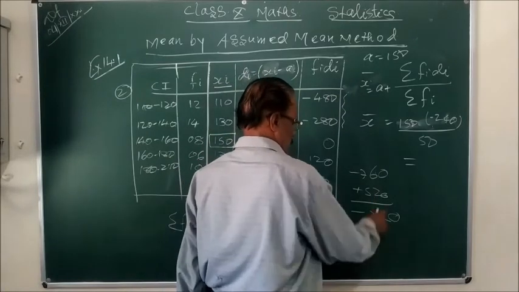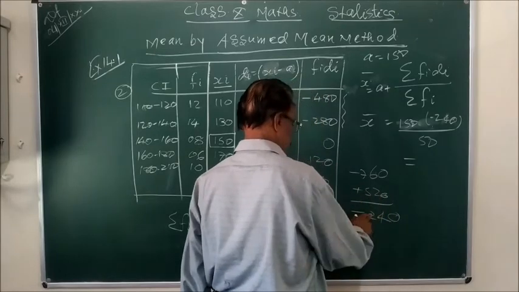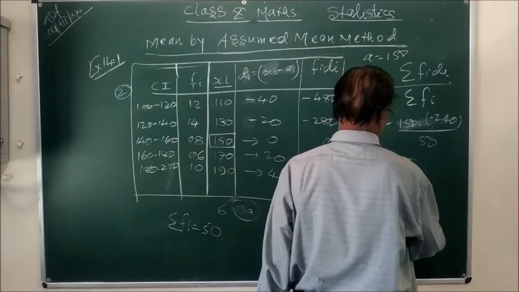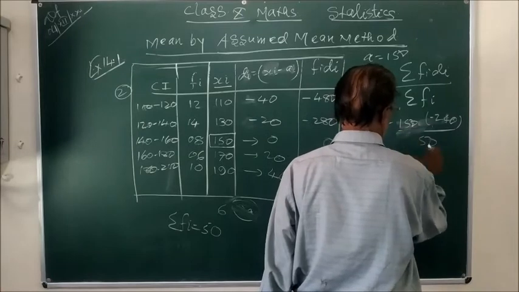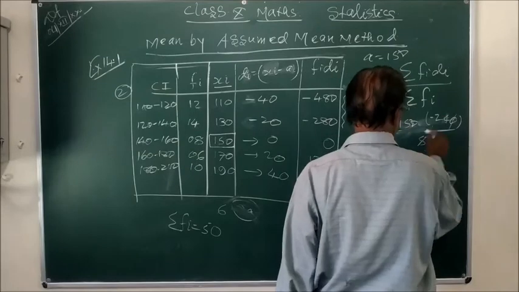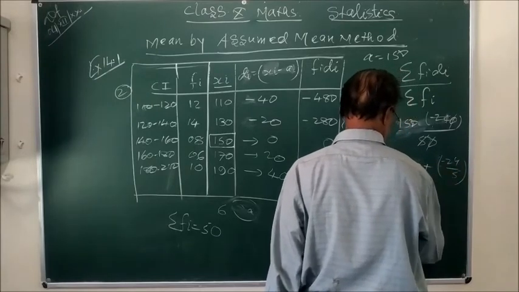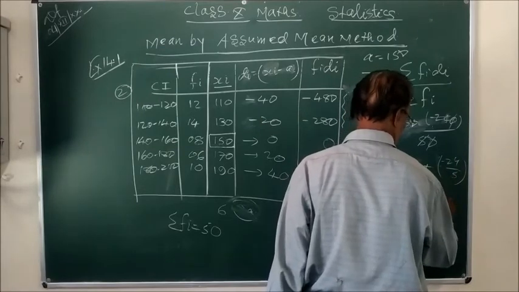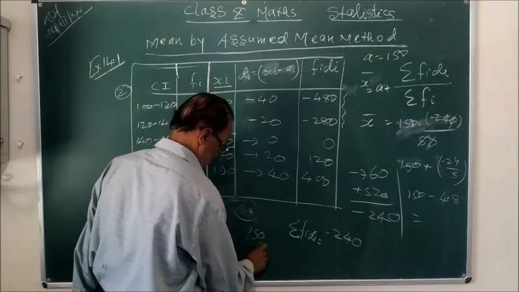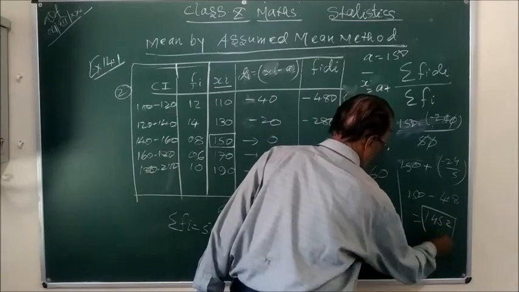And now you find the sum of these. So how much is the sum? This will be minus plus minus. This will be 520, this will be minus 2. Now put this value in the formula. This denominator is already there. So 150 plus, we will cancel this, so this will be minus 24/5. We can convert it to a decimal. So this is 150 minus 4.8. This will be nearly 145.2. 145.2, this is the mean of this given data.